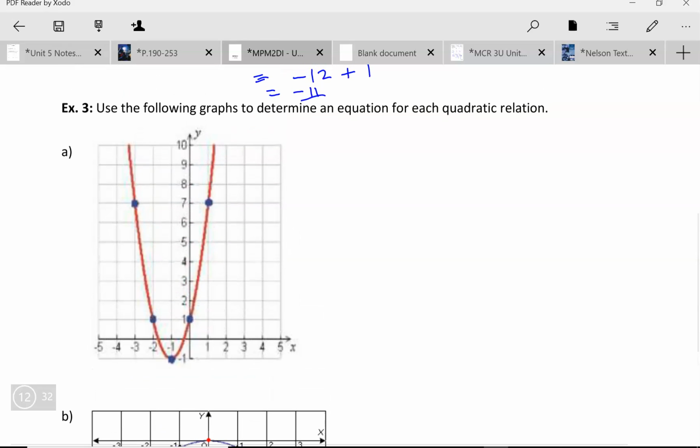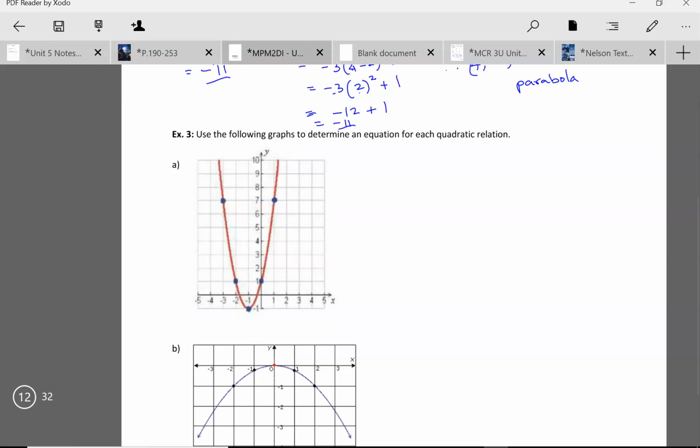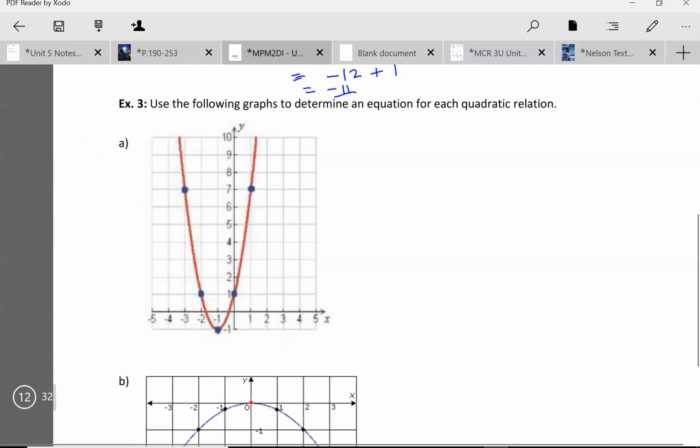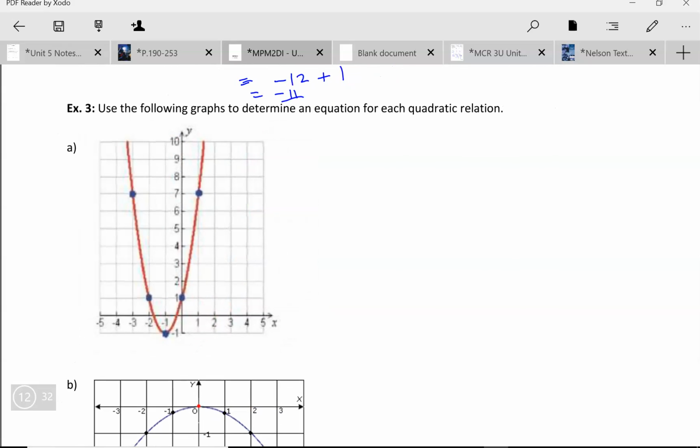Okay, use the following graphs to determine an equation for each quadratic relation. Again, this is not that hard. You can do this actually in different ways. I'm going to do it the way you should technically be doing this, and then we're also going to talk about the other ways to do that. Other ways to check if your answer is right.